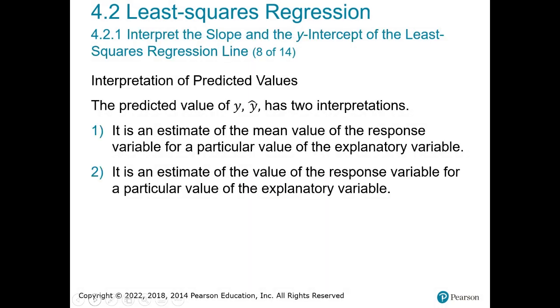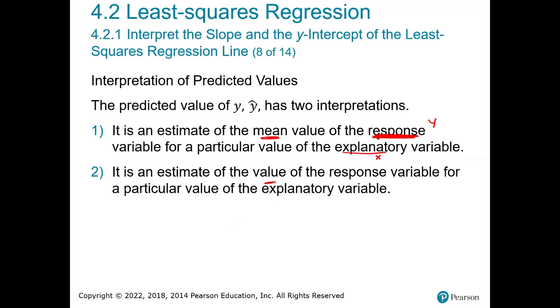Some equations use y and y hat to represent the predicted value. What does it mean? Two options. It is an estimate of the mean value of the response variable for a particular value of the explanatory variable. So it's an estimate for what you plug in for x, or an estimate for the response. Same thing. However you're talking about it, you're estimating the response, you're estimating the y given an x. It's just, are you talking about the average value or just a single value?